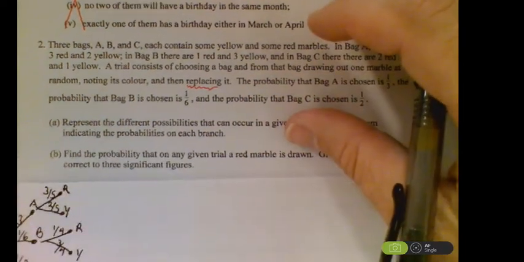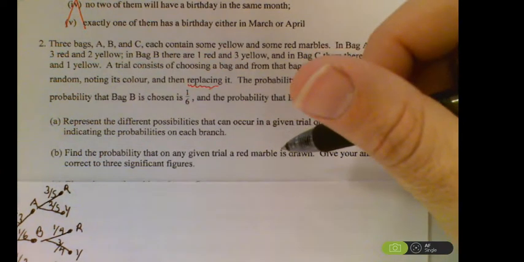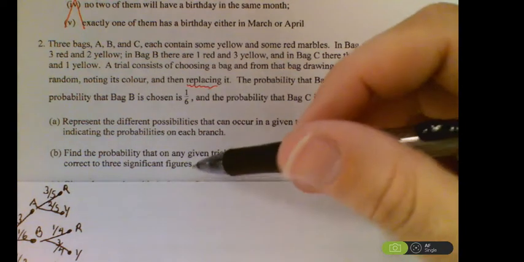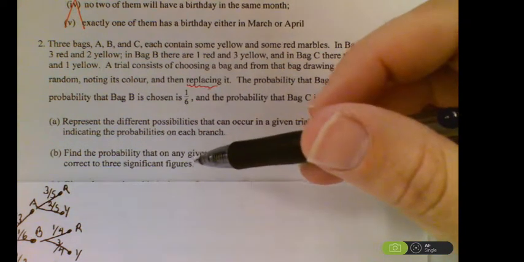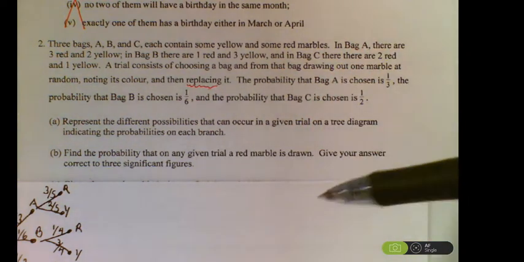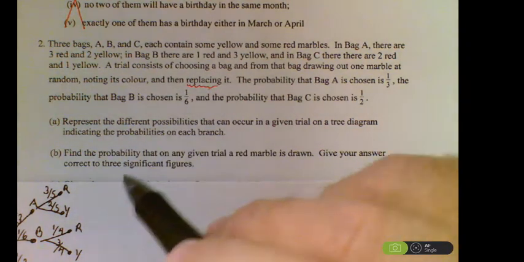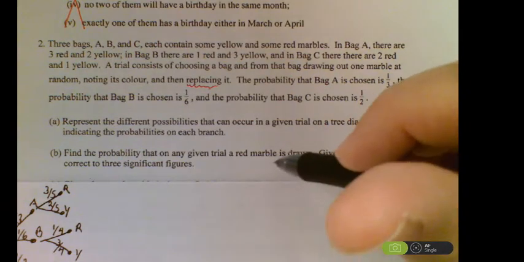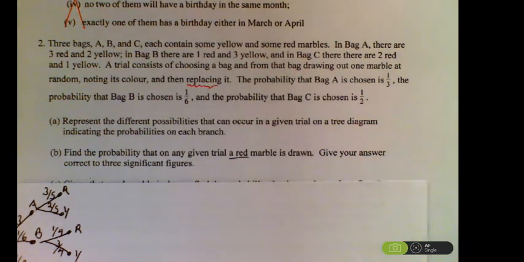So now it says find the probability that on any given trial a red marble is drawn, and then give correct to 3 sig figs. Remember, on a test, we always do 3 sig figs or exact unless the directions say otherwise. In this case, they specifically want 3 sig figs, so that's what we would do. So now we're just looking at the red cases.